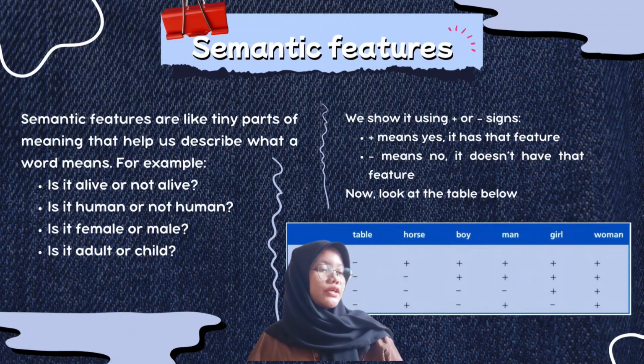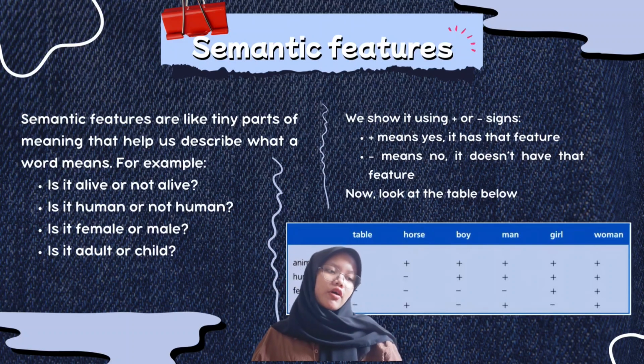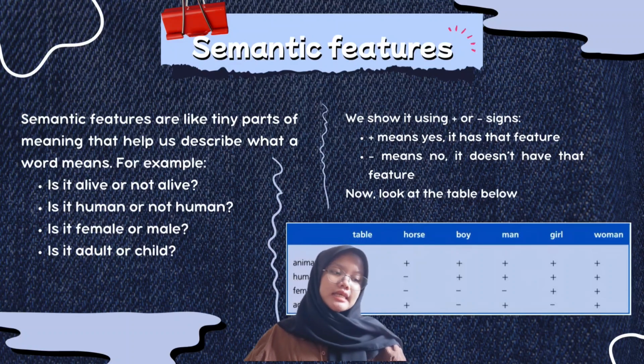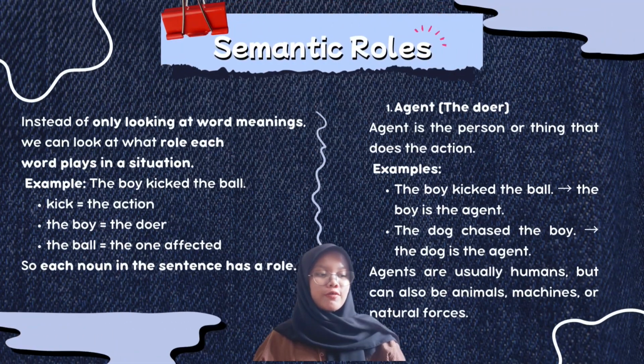Next is semantic rules. Instead of only looking at word meanings, we can look at what role each word plays in a situation. For example, the boy kicked the ball. Kick is the action, the boy is the doer, or pelaku, and the ball is the one affected. So, each noun in the sentence has a role.